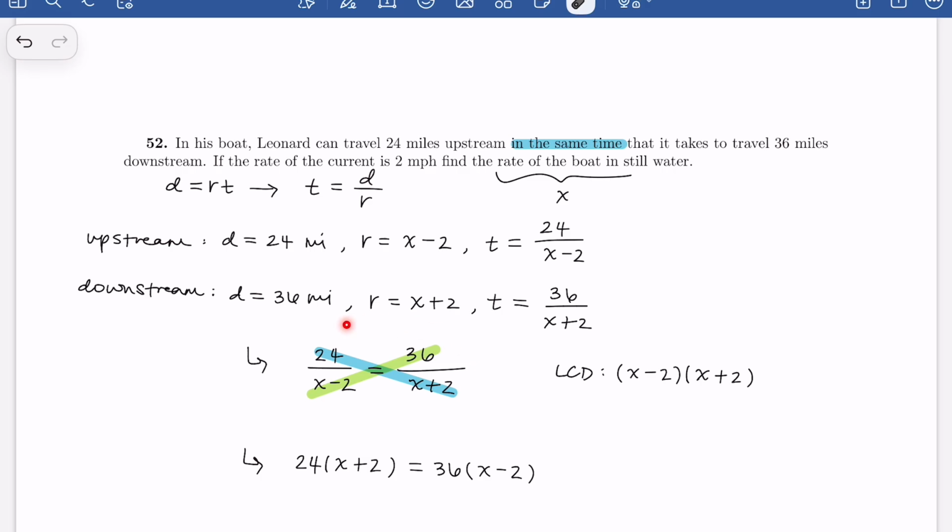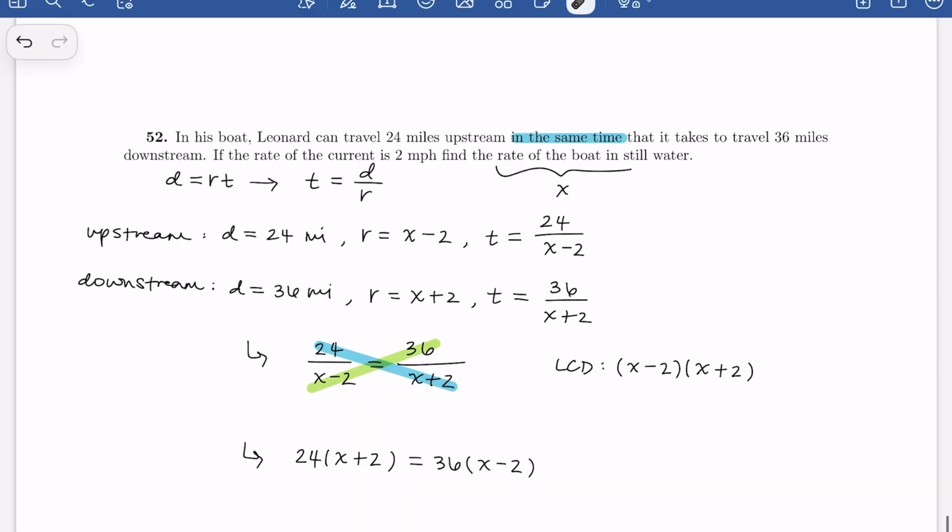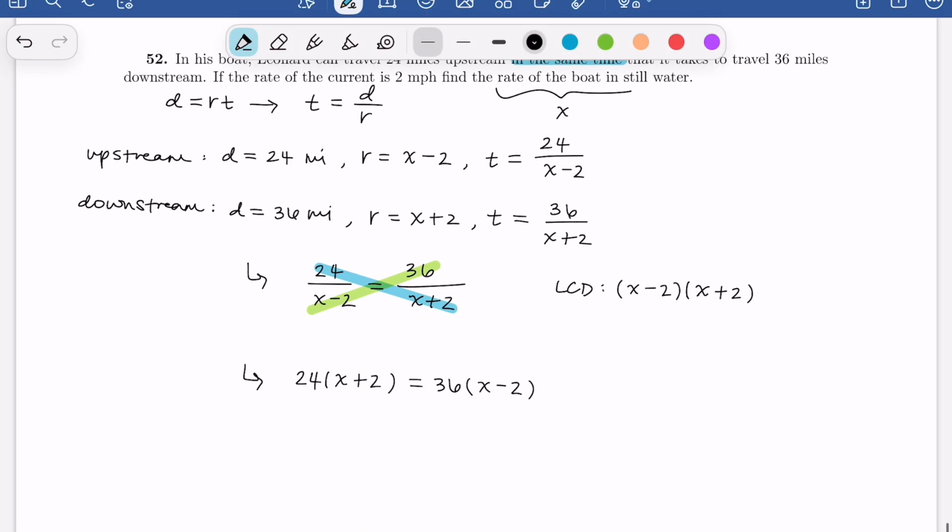Now, something to note here is that we can only cross multiply if we have something set up like this. If we had another term on this side or on this side, we wouldn't be able to cross multiply like this, and we'd have to multiply both sides by the LCD. So just keep that in mind here. But in this case, cross multiplying is easier.